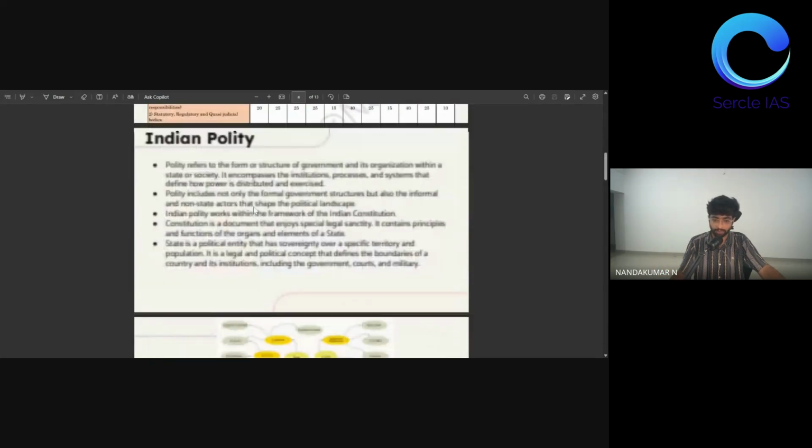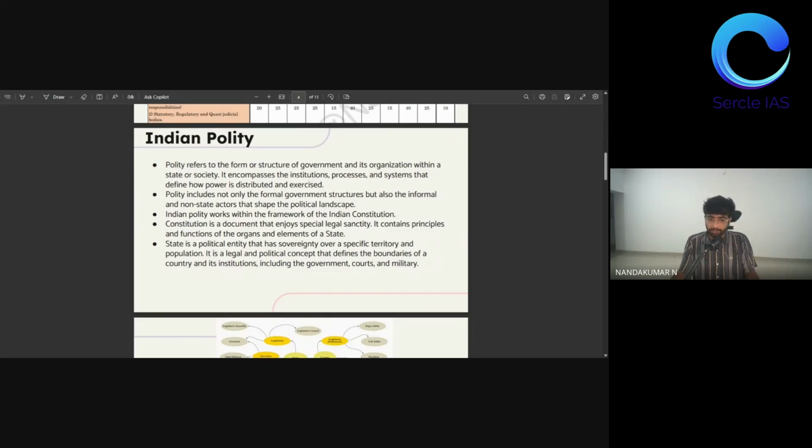Now just see what is Indian polity. Simply, polity refers to the form or structure of government and its organization within a state or society. Again, there are a few terms that might be unfamiliar, like state. In technical terms, what is state? We'll cover that, don't worry.